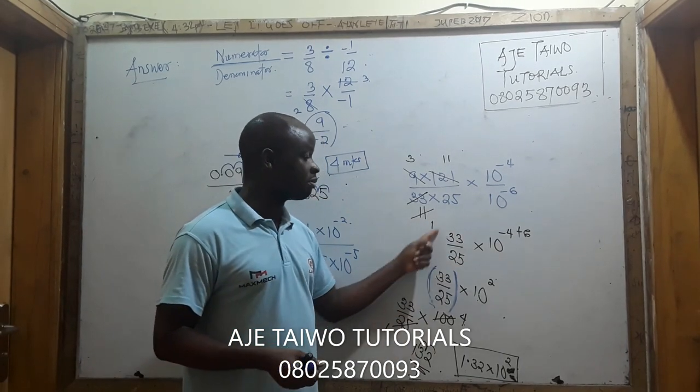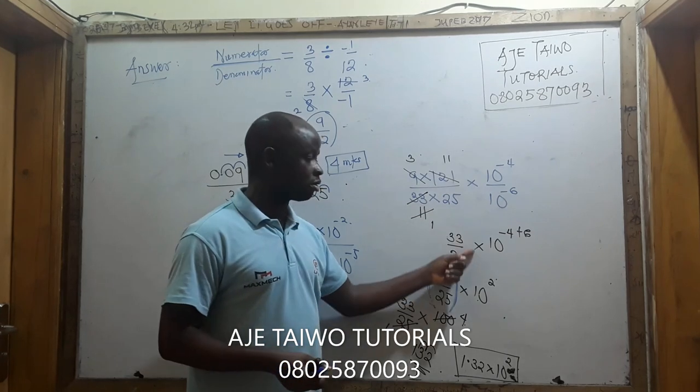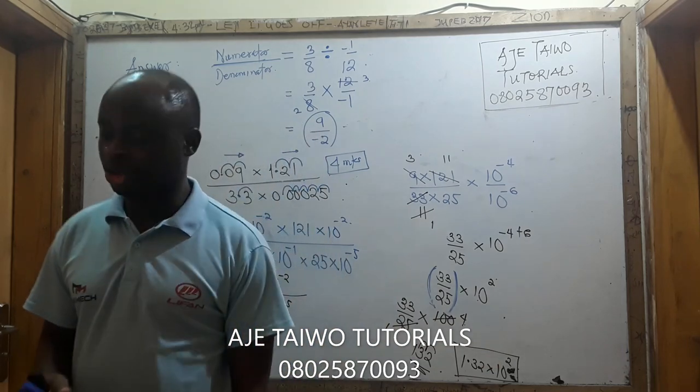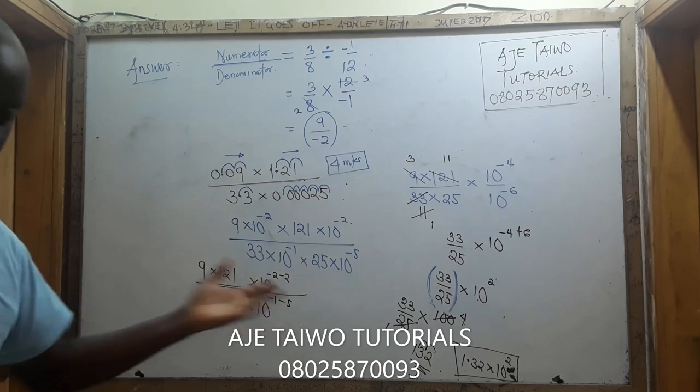The trick is from here, where you'll be forced to use a calculator and get 1.32. If you do that, you'll be wrong. You'll be at the mercy of the examiner to give you 1 out of 3 or 0.5 out of 3, or even to give you 0 because you have disobeyed the rule.